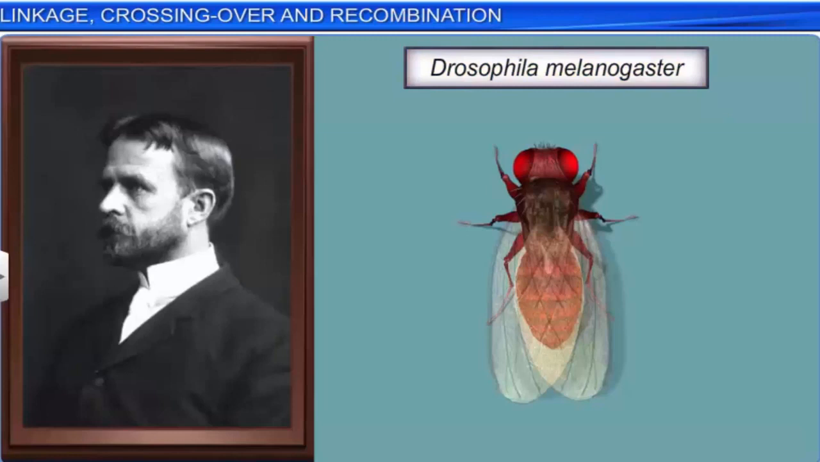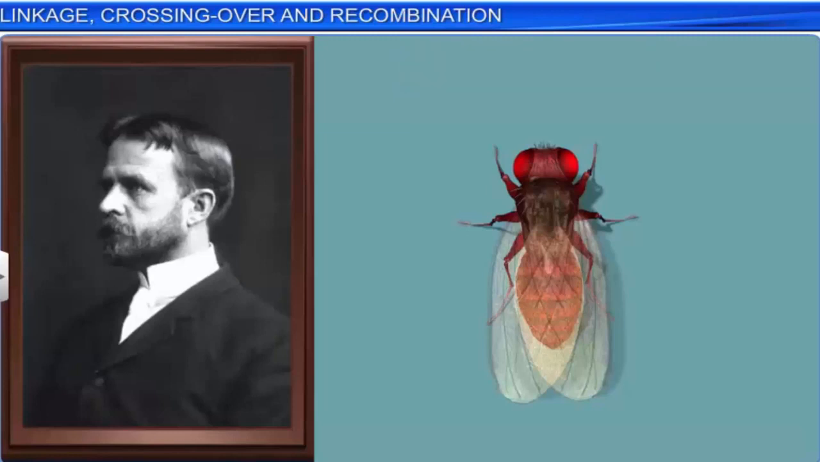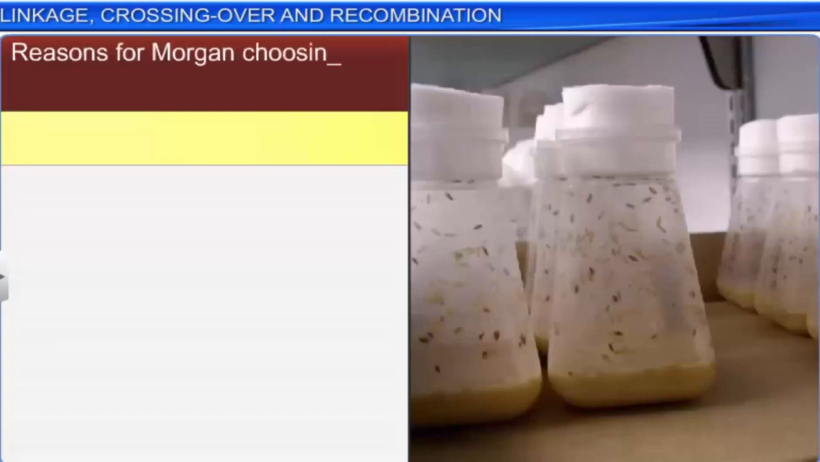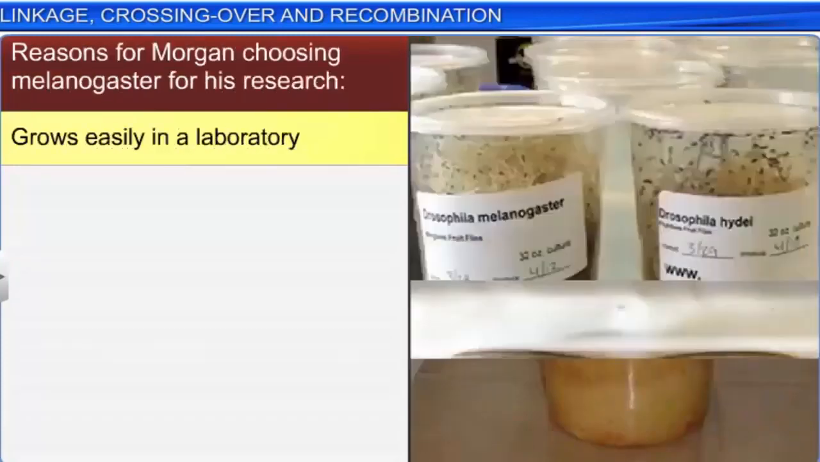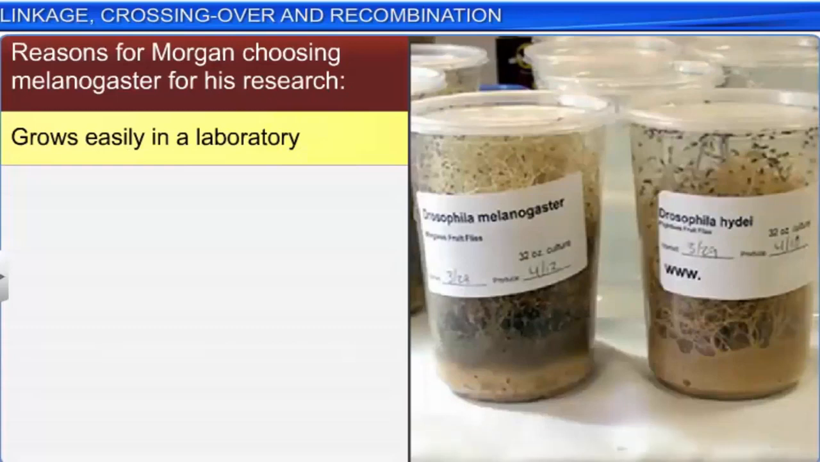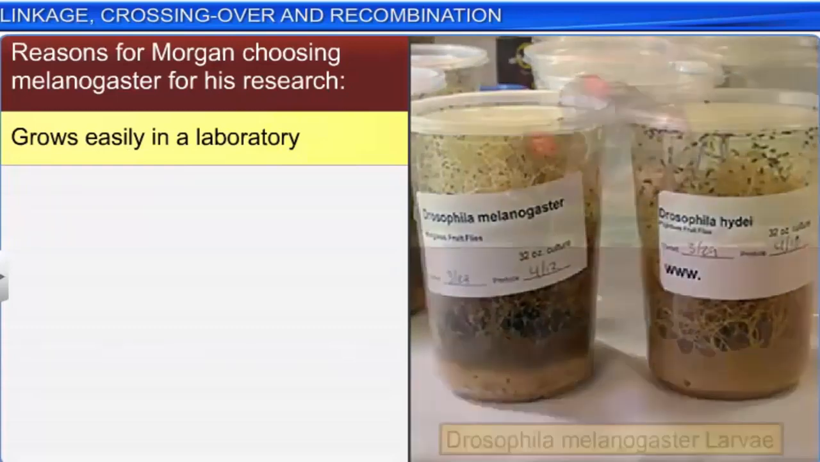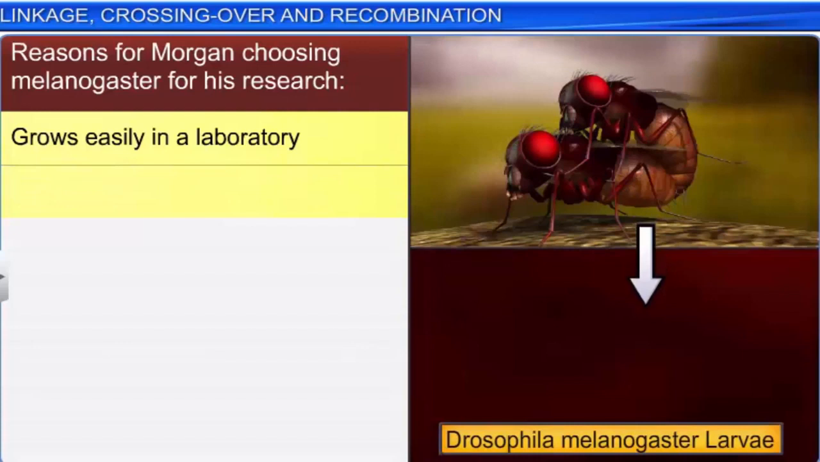There were several reasons for this. First, these flies could be easily grown in a simple synthetic medium in a laboratory. Morgan also found that a single mating in these flies produced a large number of offspring.